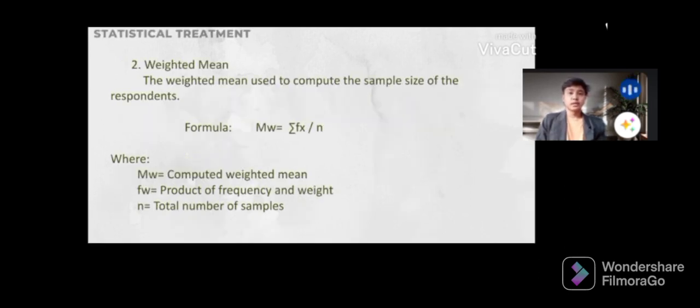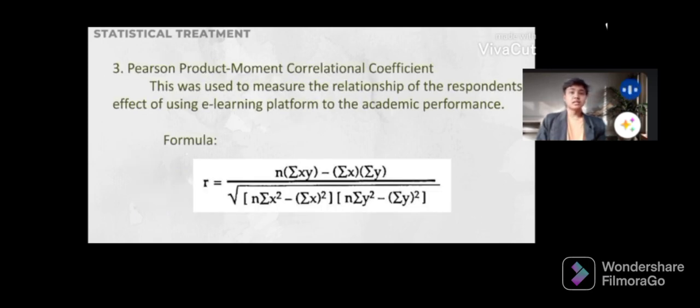Number two, the weighted mean. The weighted mean is determined by multiplying the weights by their corresponding mean and taking the sum, where the formula is: the weighted mean is equal to the summation of all scores divided by the number of cases. And the last one is the Pearson product moment correlation.